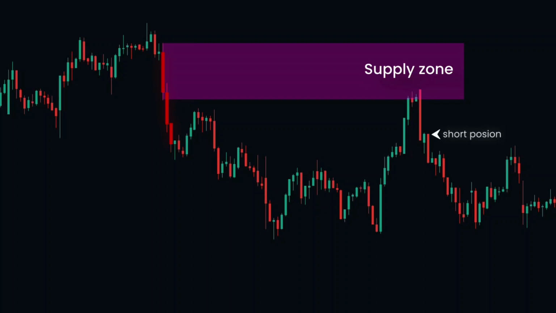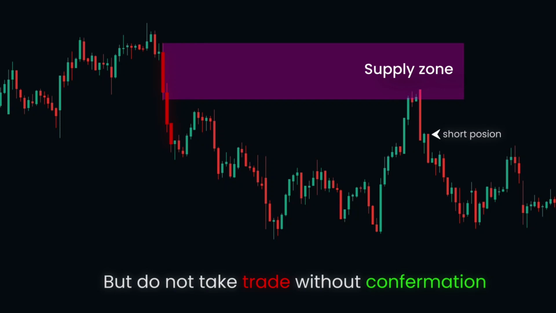So, you could have opened a short position here. But I already told you not to take a trade without confirmation. Let's look at the second method. You need to find a zone where the candle's wick is long. Because a long wick tells you that the price has repeatedly rejected from here, and this level is called a rejection level.